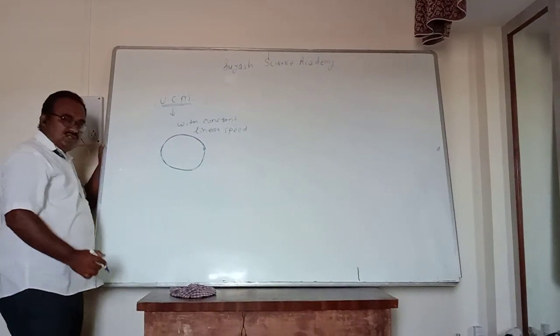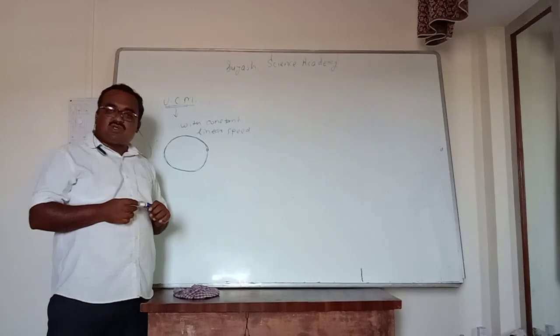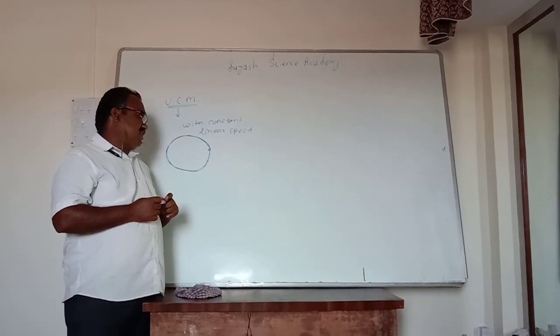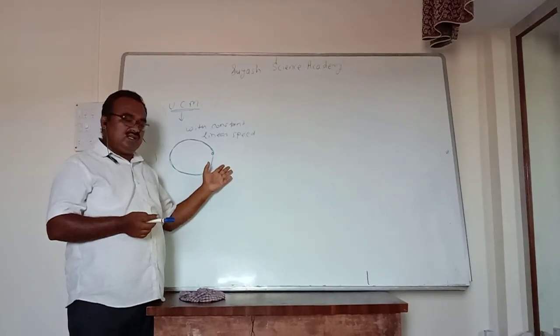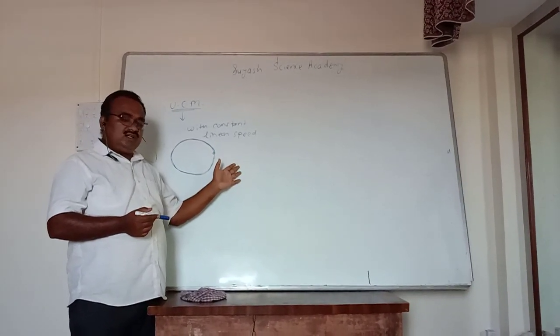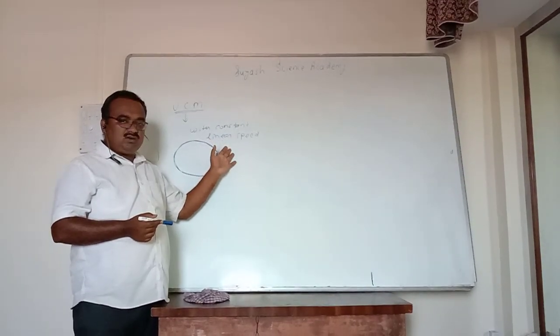The examples of uniform circular motion: the motion of hands of a clock, the motion of an electron around the nucleus, and the motion of the moon around the earth. These are the examples of uniform circular motion.